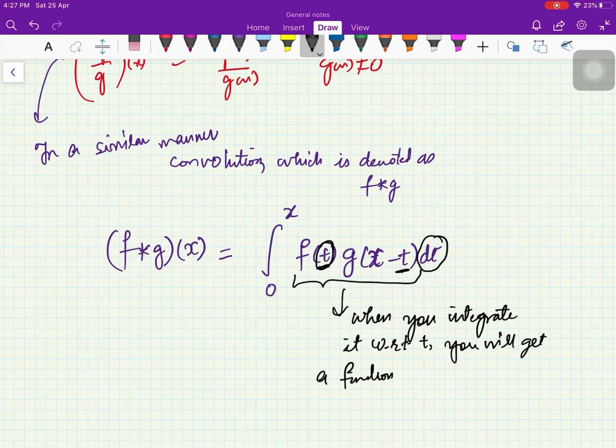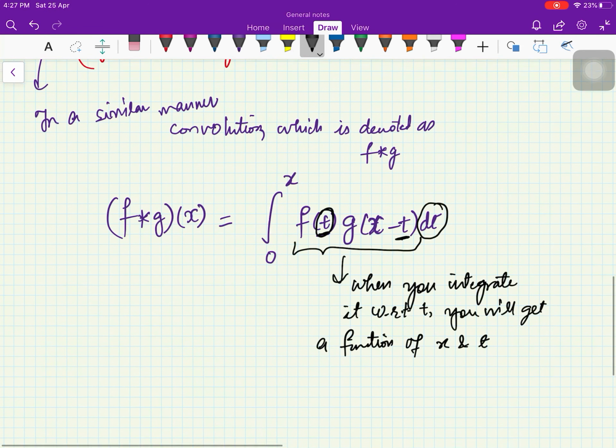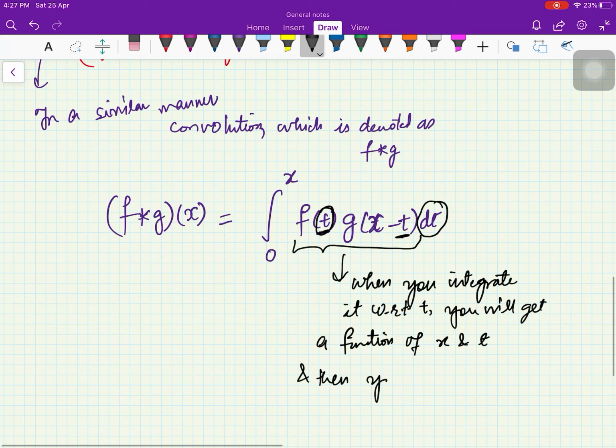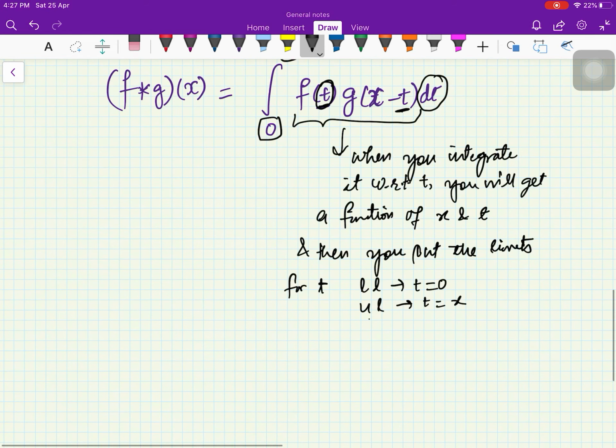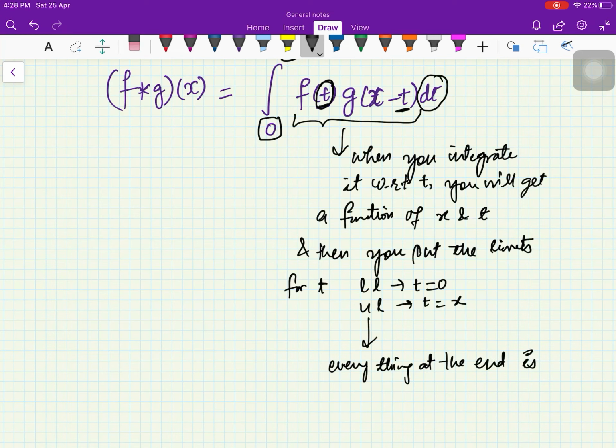you will get a function of x and t, and then you put the limits of t. These are the limits for t, right? The lower limit is t equal to 0, the upper limit is t equal to x. So everything will be a function of x only at the end. So this is how the convolution is defined, right?